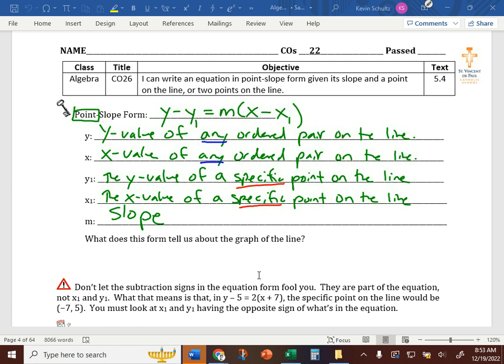So, what does this form tell us about the graph of the line? It gives us the slope. That's important. That's helpful in graphing. And it gives us a specific ordered pair. And again, this specific ordered pair is not the y-intercept. If it was the y-intercept, it'd be in slope-intercept form. But this is point-slope form. It's a specific ordered pair that's not on the y-axis.